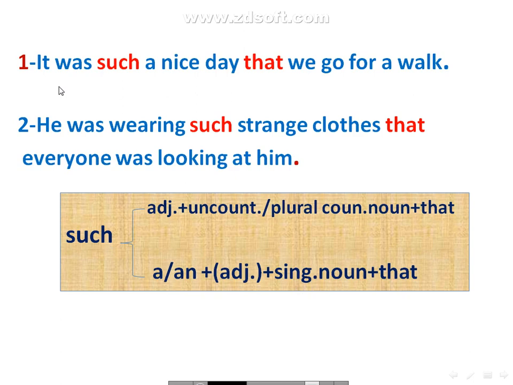Number 1. Let's study these examples. It was such a nice day that we went for a walk. Such here is followed by a plus adjective and a noun, then that, and then comes the result. He was wearing such strange clothes that everyone was looking at him. After such, we use here adjective plus countable plural noun, then the clause that everyone was looking at him.